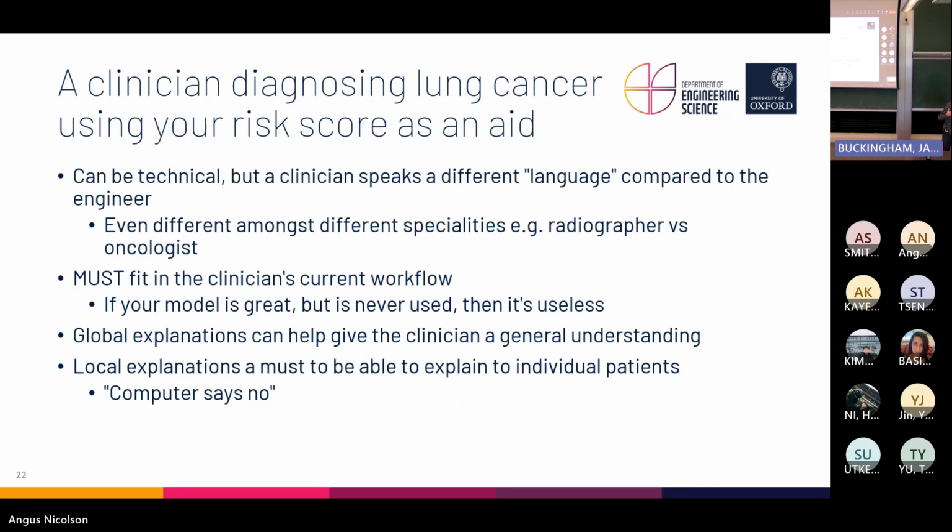You also have to make sure it actually fits with their current workflow. It doesn't matter how great your model is, if it doesn't work with how they do their job, it's never going to get used anyway. In regards to global and local, global can give a general understanding of how the model works, but I would say a clinician really would like a local explanation as well, because they want to explain to a specific patient why they're telling them they have cancer or not. They don't want to say computer says no. They want to be able to explain a specific prediction.